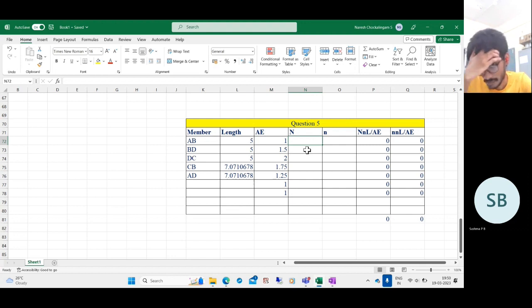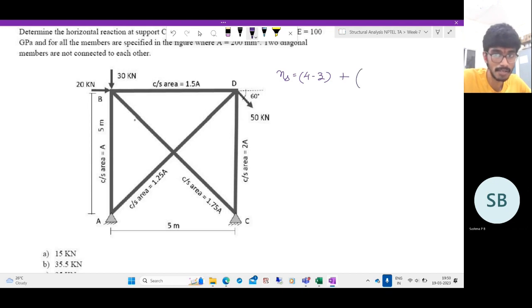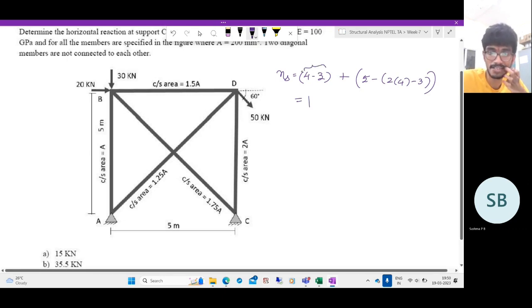And now the next step is, as usual, to solve. So what are the unknowns? Again, static indeterminacy. NS, as you easily see, externally it is 4 minus 3. And internally, how many members are there? 1, 2, 3, 4, 5. 5 minus 2J, where there are 4 joints, so 5 minus 8 plus 3. So it is equal to 1. So it is externally indeterminate to the first degree.